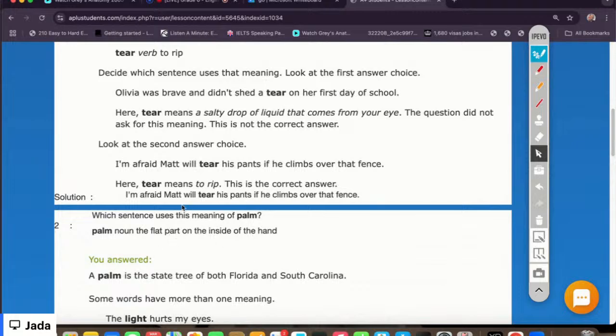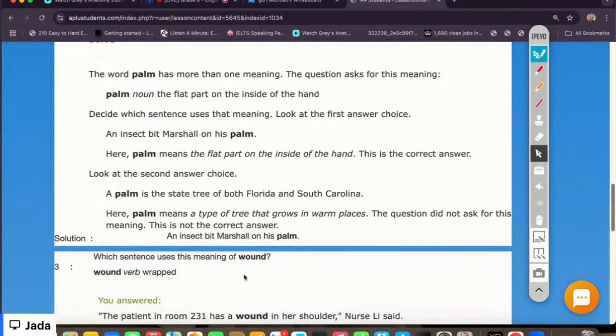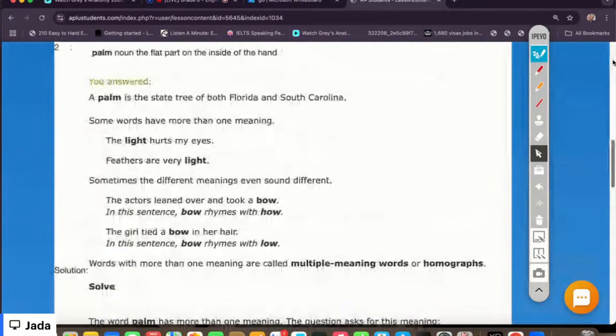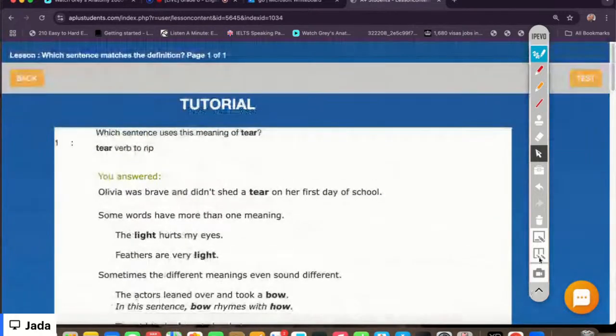Now, which sentence uses the meaning of palm? Palm, noun, the flat part of the inside of the hand. So an insect bit Marshall on his palm. All right, so we'll have to look at the sentences, the one that matches the definition. So we'll move on to the test.